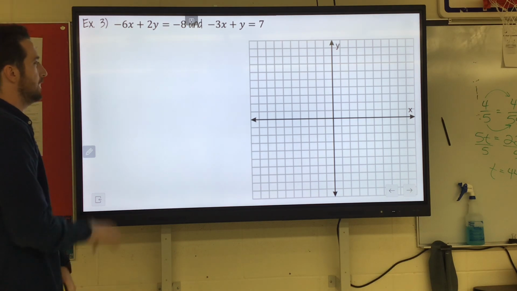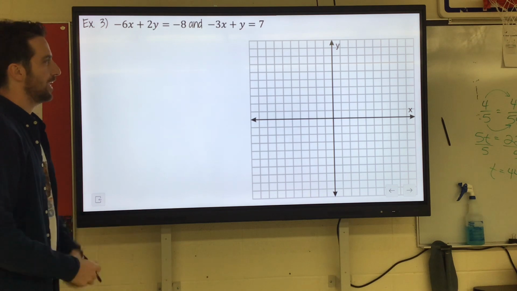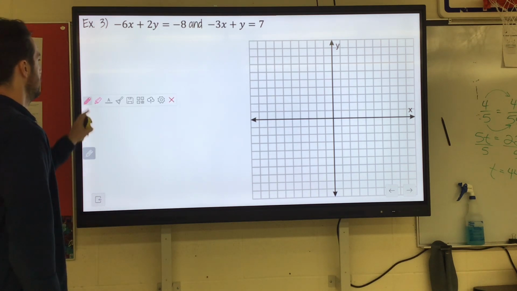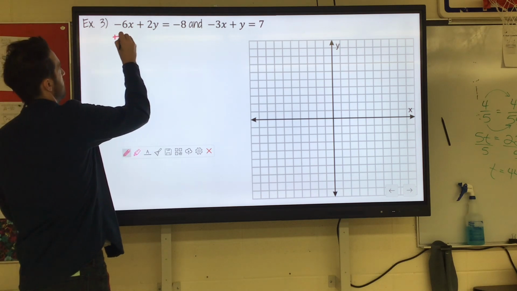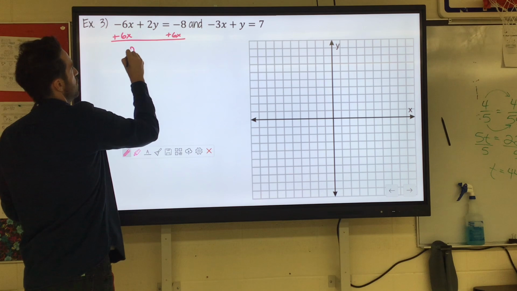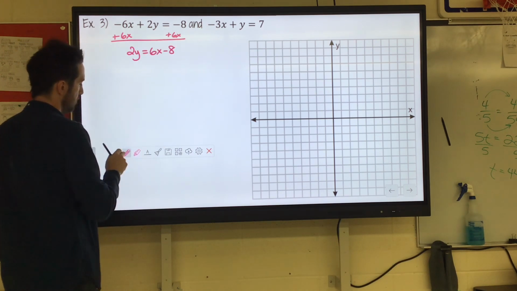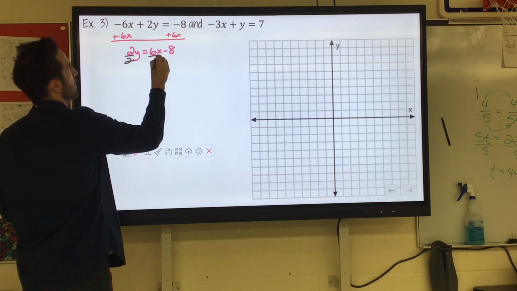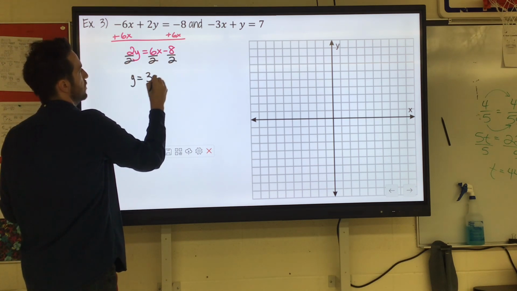All right. Again, I like doing these in slope-intercept form. I feel like I make fewer mistakes when I do that. So this first equation, we would add the 6x to the other side, which would give us 2y equals 6x minus 8. Now we have to divide by the 2, which will give us y equals 3x minus 4.